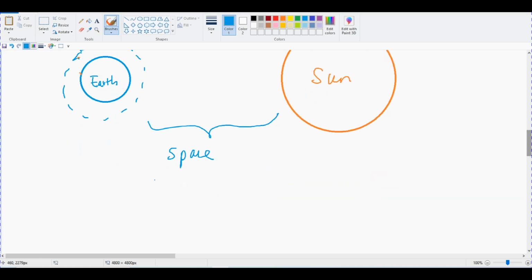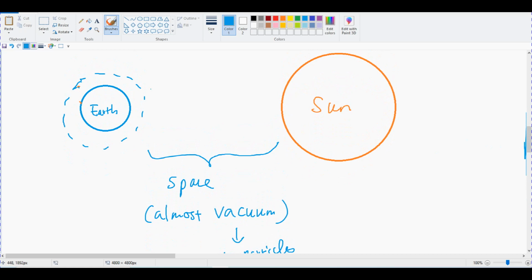Space is almost a vacuum. Vacuum means there are no particles between the sun and Earth. So you can't transfer heat by conduction, nor can you transfer the heat through convection, because both need particles between the two ends. So that must be the third mode of heat transfer, that's what we call radiation. So this is the radiation.